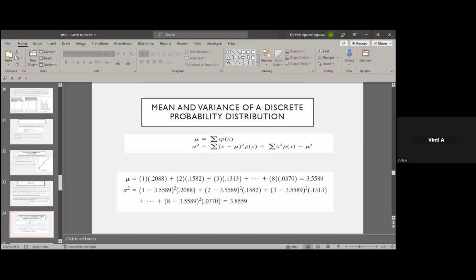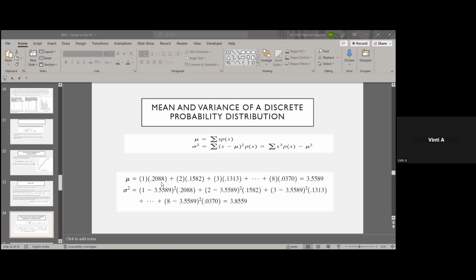Now, if I want to calculate the mean and variance of a discrete probability distribution, I will send you the slides, don't worry about this. This is how you do it. To calculate the mean, I have multiplied the number of programs by the probability of that. This is how I've done it. So my average is 0.358.